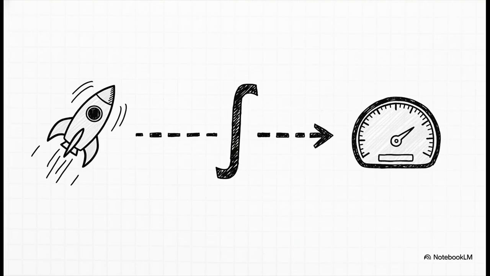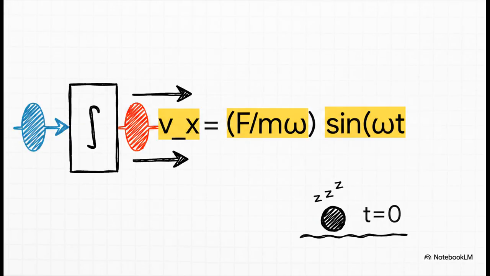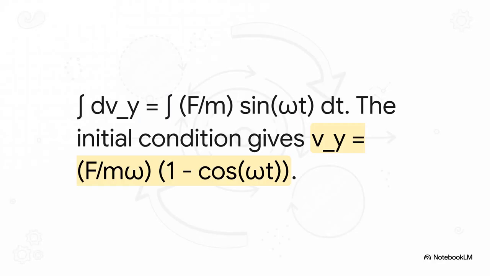But we want velocity. So how do we go backwards from acceleration to velocity? We have to do the opposite of a derivative. We have to integrate. Let's start with the x direction. We're integrating F over m times cosine of omega t. Well, the integral of cosine is just sine, and because of that little omega inside, it's like the chain rule in reverse, we have to divide by it. So that gives us vx. Now, there's always a constant of integration, right? But the problem told us the particle starts from rest, so at time t equals 0, vx is 0. Since sine of 0 is 0, our constant has to be 0 too. Easy.